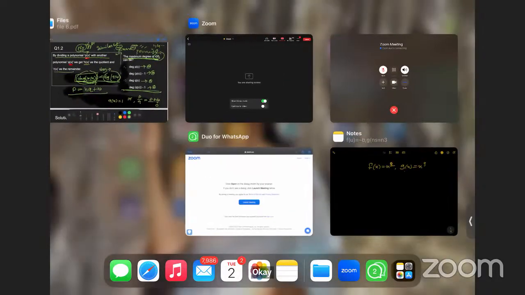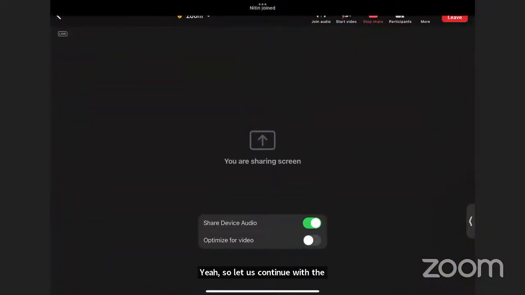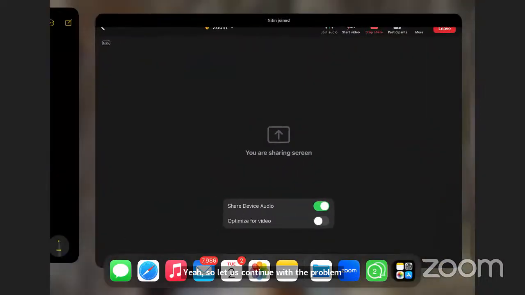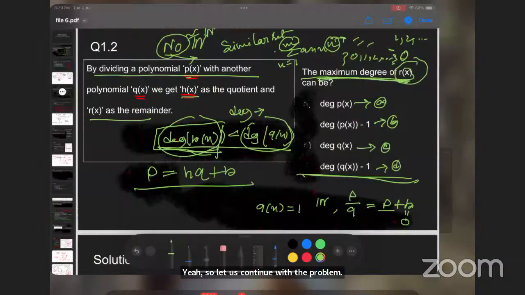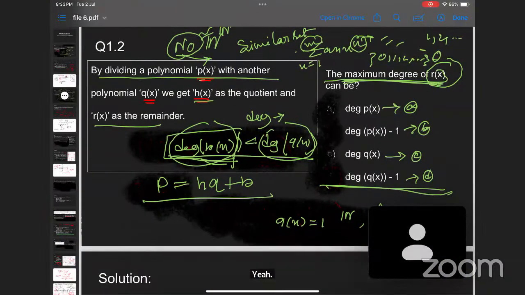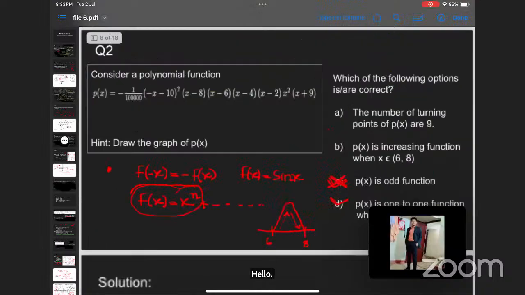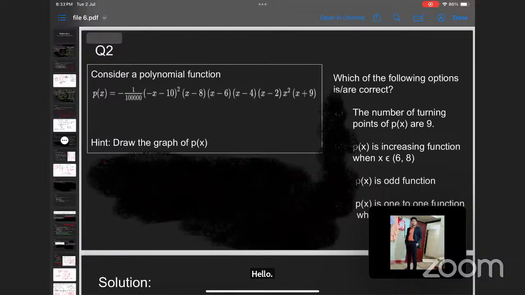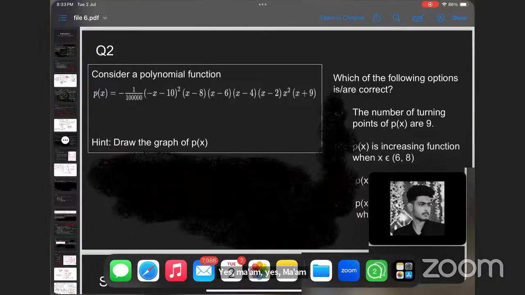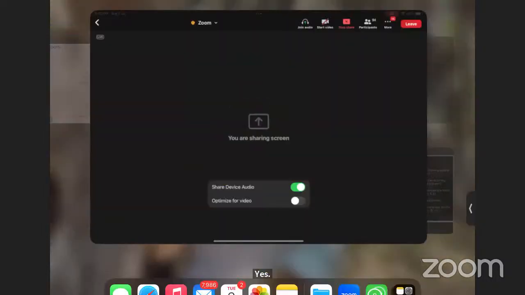So let us continue with the problem. I think you don't have any problem with this question, so we can move to the next question. Yes, ma'am. The maximum and the minimum degree of Rx. Please, one by one.